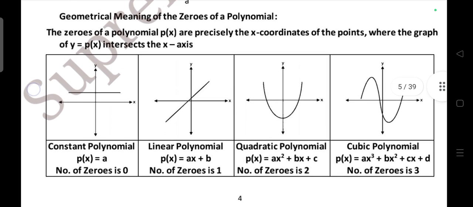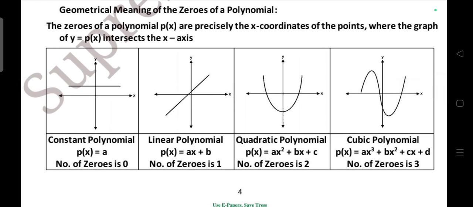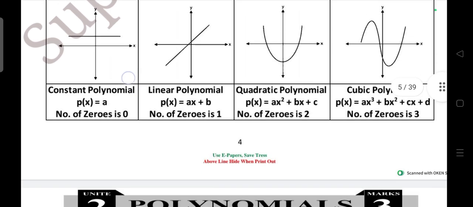Next one, find the zeros from the following graphs. Here, in the first diagram, the number of zeros is 0. In the second diagram, the number of zeros is 1, because of how many times the line is cutting the x-axis. That many you have to write as the number of zeros. In the next graph, the parabola is cutting the x-axis at 2 points. Therefore, the number of zeros is 2. In the last graph, the curve is cutting the x-axis at 3 points. So the number of zeros is 3.